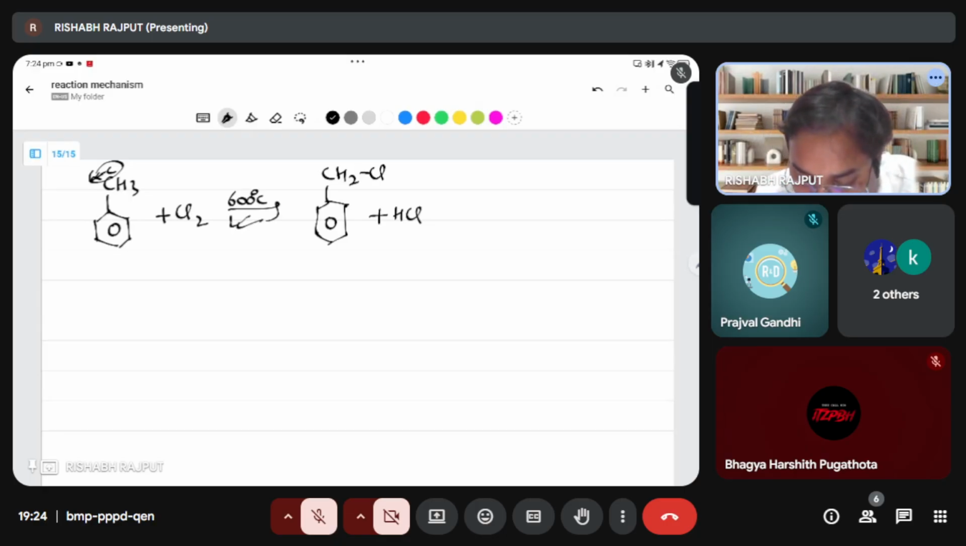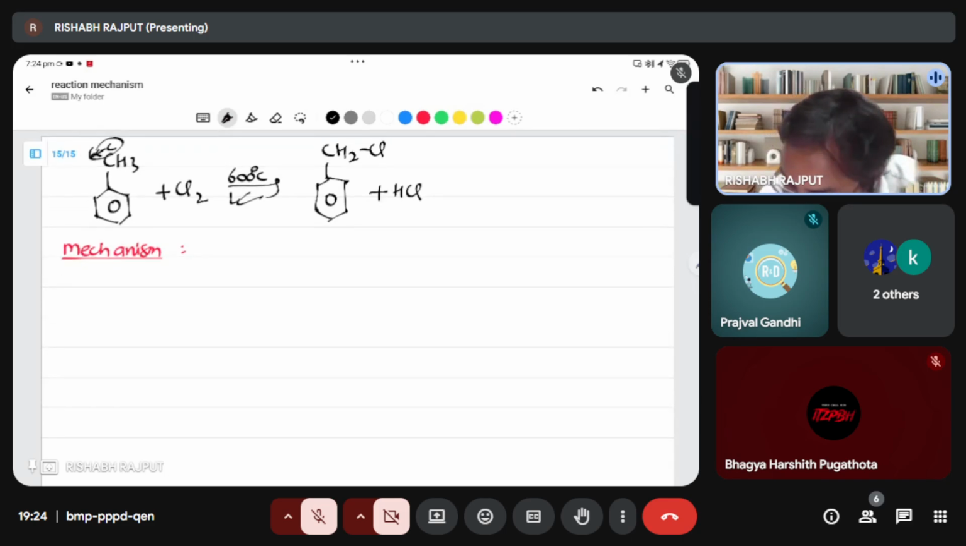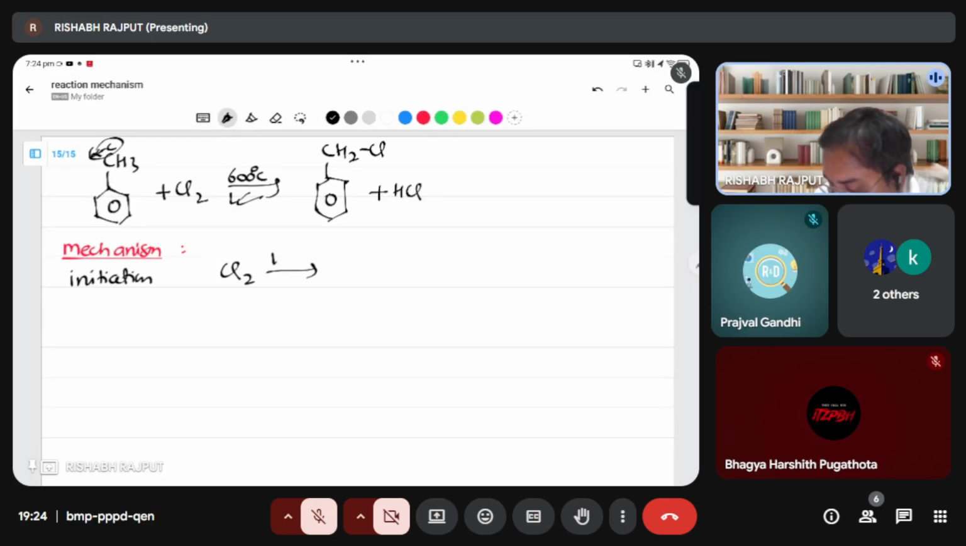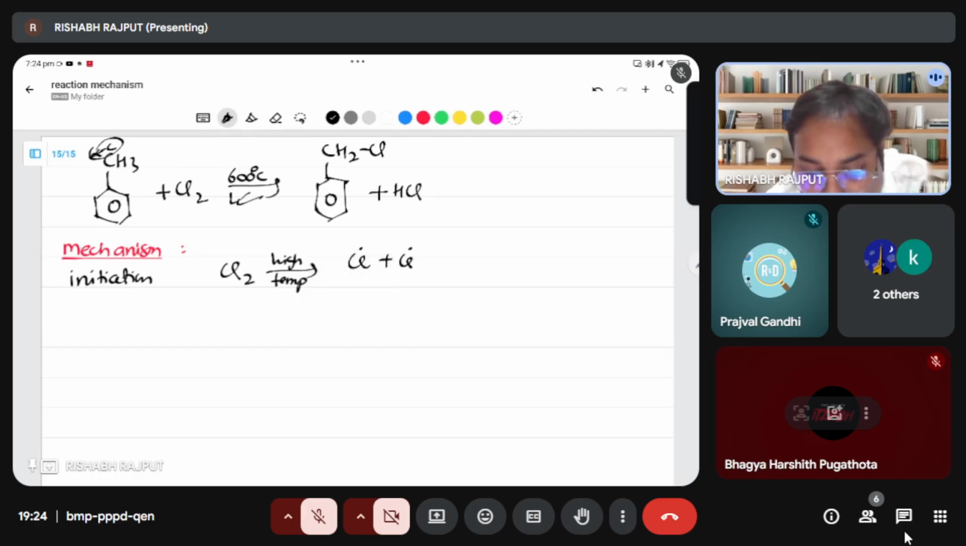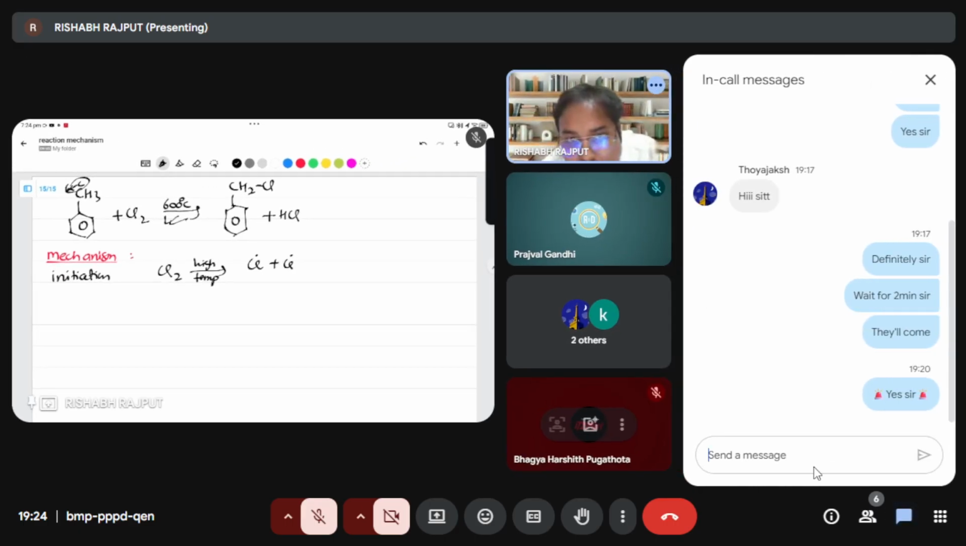Okay, guys. Now I will move on to the mechanism part. How is it happening? See, first what happens? First initiation will happen. Initiation means your reaction will start. How? You have chlorine in the presence of high temperature. What happens initially? Your chlorine will break into free radicals. Are my notes clear, guys? There is no problem in this case. The notes are clear.